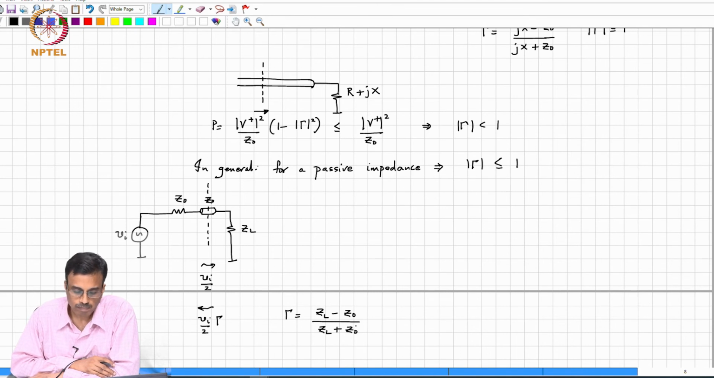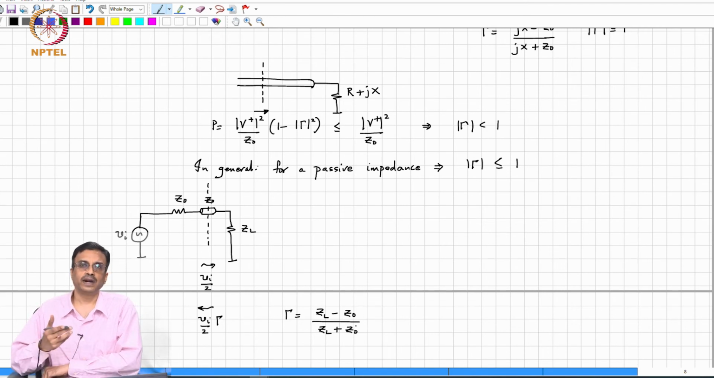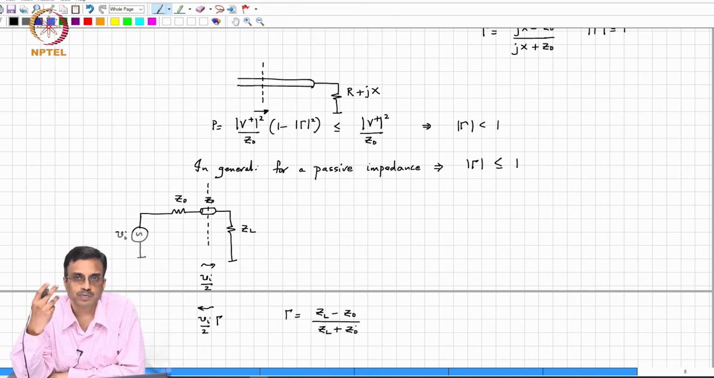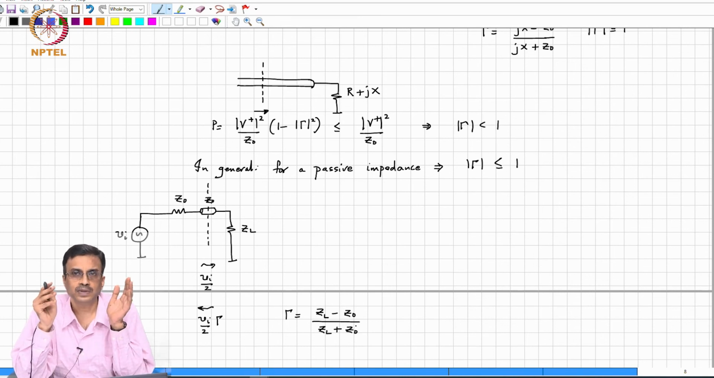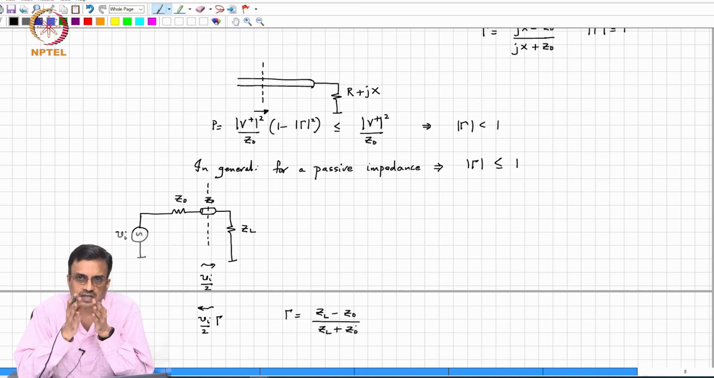Okay? And what should be the power dissipated to the right of the boundary? I mean, the power is only dissipated in the terminating impedance. It cannot be dissipated on the transmission line. And why can't it be dissipated on the transmission line? Because we assume that the transmission line is lossless. It consists only of infinitesimally small inductors and capacitors.